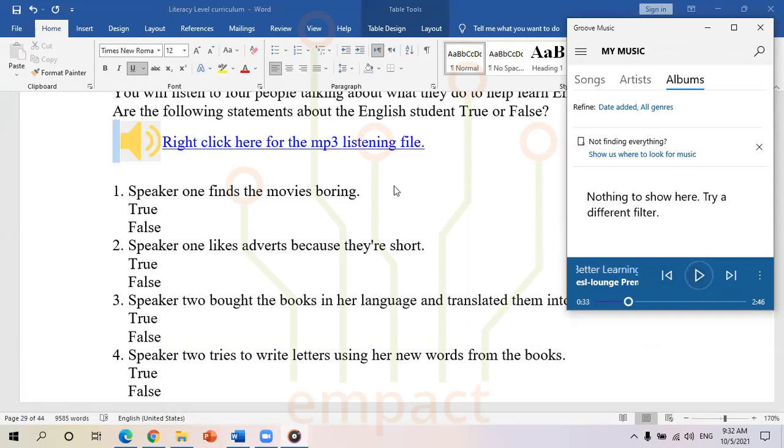Did you get the idea about question number 1? It's about speaker number 1. Four speakers are talking right now, and then we're going to answer these questions through these 4 people. But the first question is about speaker 1: she finds the movies boring. Is that true or false? Would you like to listen to that part again? Yes, please. Sure.